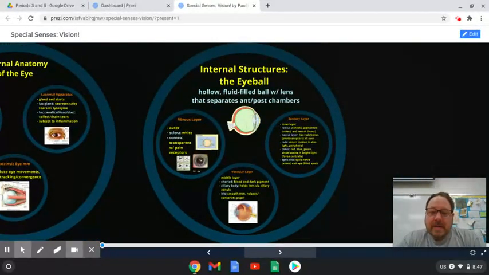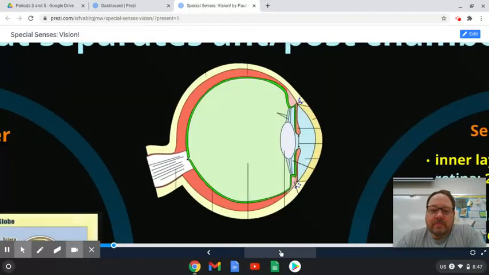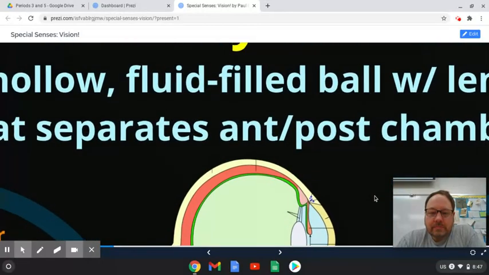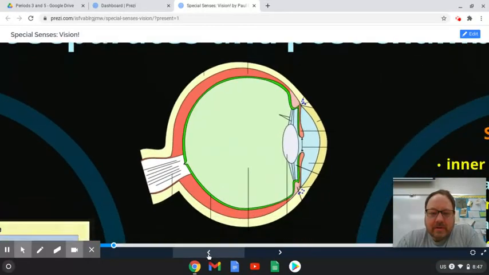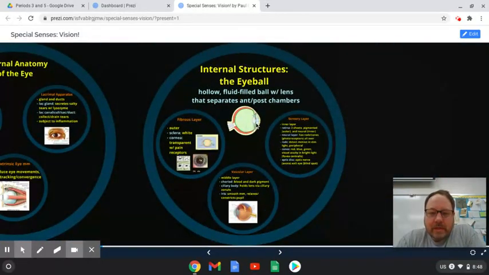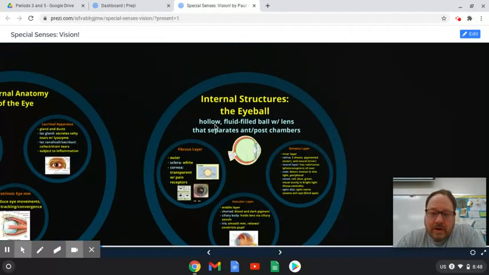All right, so now let's move to looking at the inside of the eyeball. Let's just describe the inside of the eyeball. It's hollow, but it's filled with a gelatinous fluid. And in there is a lens that bends. So we have a bendable lens to focus light on the back of the eye.